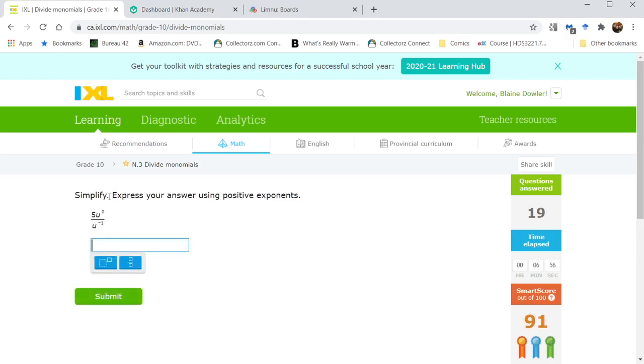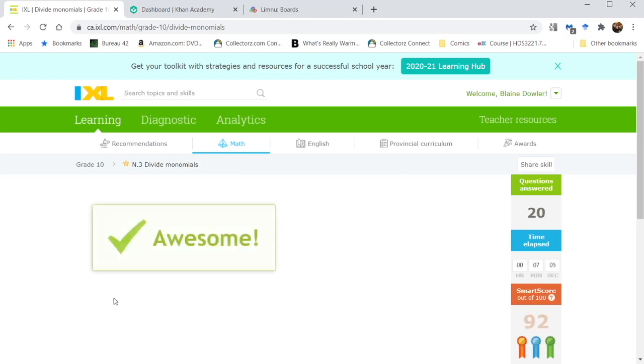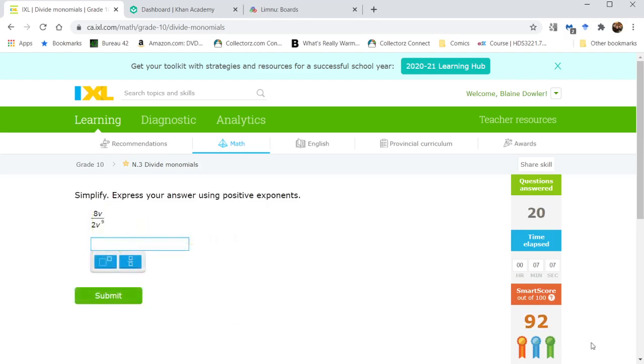So here you go, first question in the challenge zone. The 5 remains as a 5. 0 minus a negative 1 is 0 plus 1, which is u to the 1. That concludes homework 1.02, number 2.